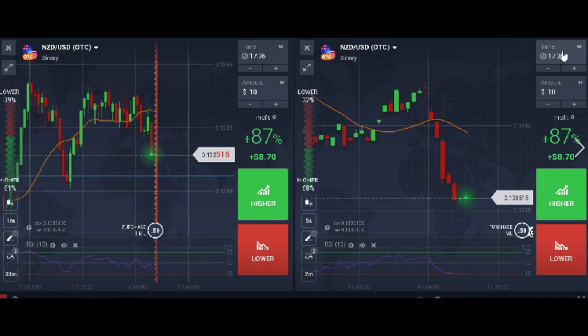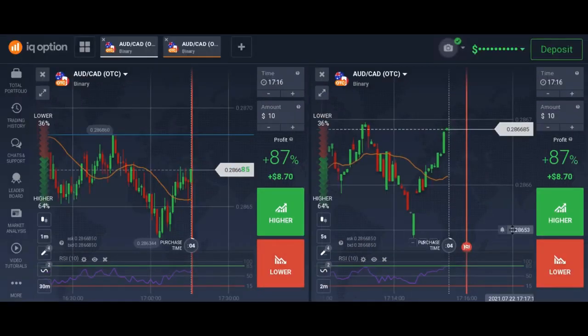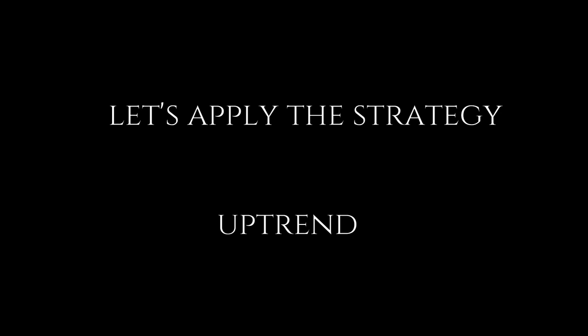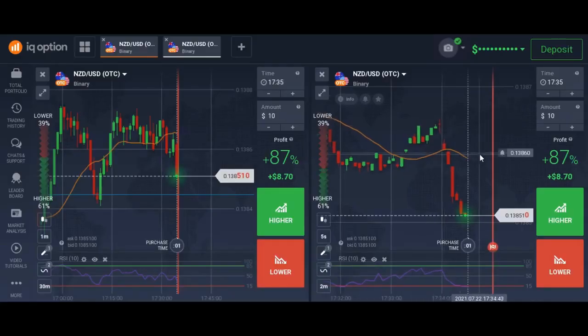If the trend is bullish on the second chart, we are going to make purchases. For that, the candles must be below the moving average. The RSI must be in the oversold zone, that is below level 15, below the red line. For the expiration time of the operation, we will use the minimum available. Let's apply the strategy for an uptrend.